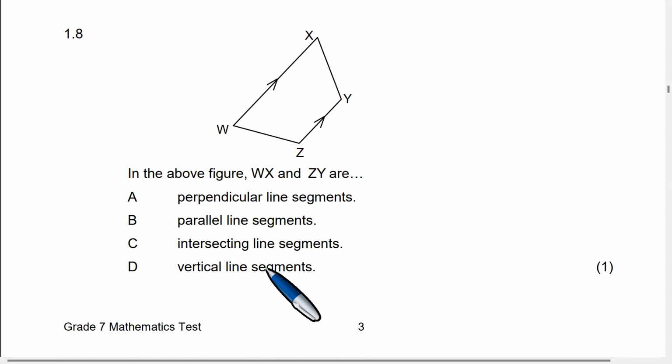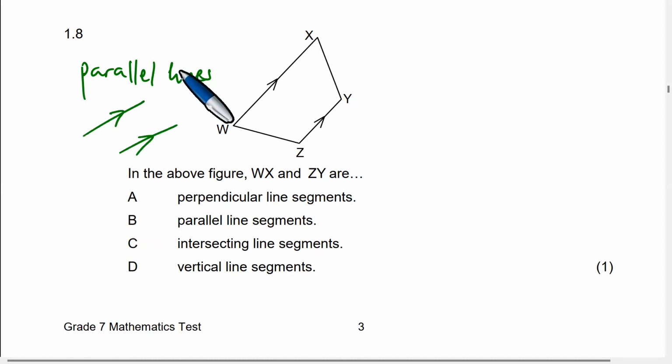So are these perpendicular line segments? Okay, this is WX and ZY. What we're talking about? WX and ZY. Here is WX. Here is ZY. What are these symbols for? What do these arrows mean? They mean parallel lines. When we look at these, we say these are parallel what?